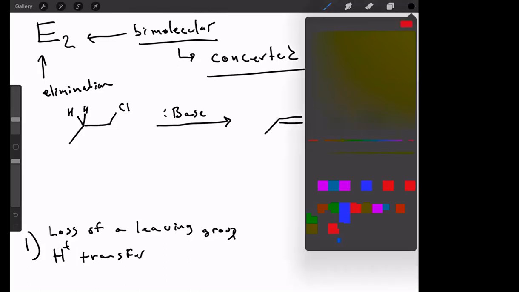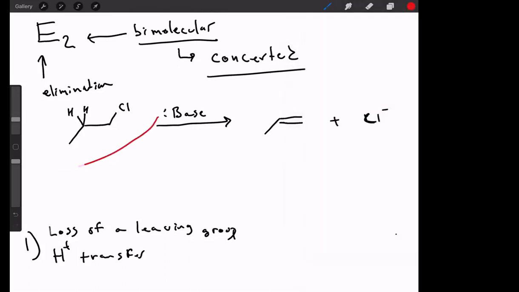What happens is the base does the proton transfer at the same time as the electrons that were attached to the proton form the double bond, which kicks off the leaving group. And so this is still two mechanistic moves: proton transfer, loss of a leaving group. Remember that proton transfer requires two arrows, and the loss of a leaving group requires its own arrow.